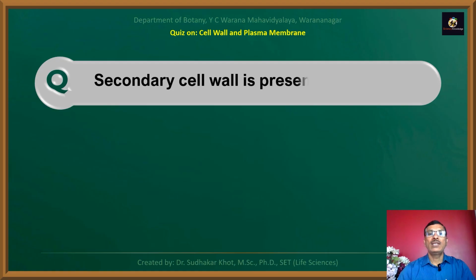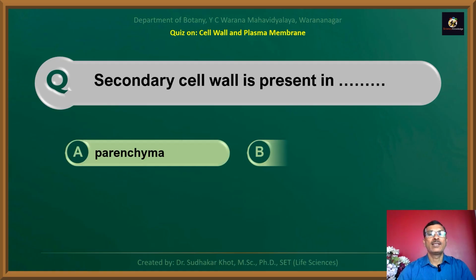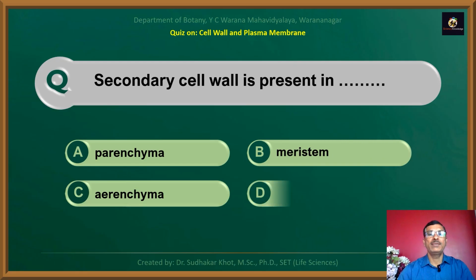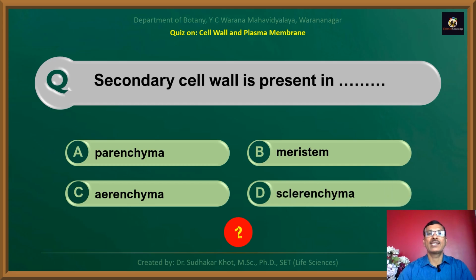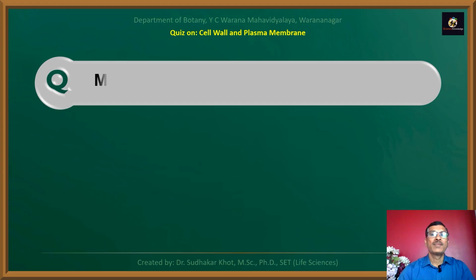The secondary cell wall is present in dash dash. A. Parenchyma, B. meristem, C. Arenchyma, D. sclerenchyma. In which type of cells the secondary cell wall is present? Option D, sclerenchyma. The cell wall is almost absent in meristematic cells. The primary cell wall is present in parenchyma and arenchyma, whereas the mechanical tissue like sclerenchyma shows presence of secondary cell wall. Next question.